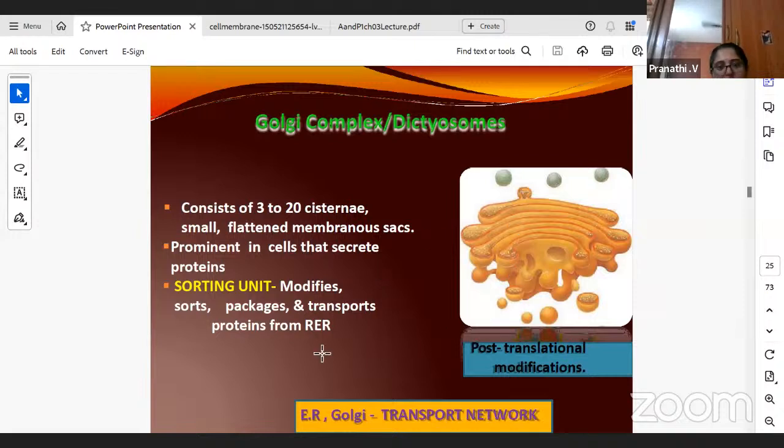Now, what is the function of the Golgi complex? It consists of around 3 to 20 cisternae, and it does the sorting and packaging of the proteins. Production of proteins is one thing, but sorting and packaging, where should it go? Does a glycogen layer have to be added to the protein to form a glycoprotein? Or should it get a lipid layer? Whenever there is production of lipoprotein, with lipid being added, all this kind of modification takes place in your Golgi complex.